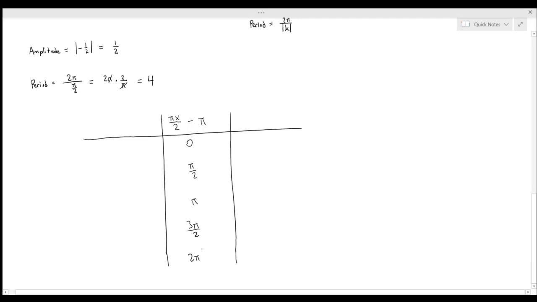So I start with these values because I know what sine is equal to at those values. So sine at 0, we know sine of 0 is 0. Sine of pi/2 is 1. Sine of pi is 0. Sine of 3pi/2 is -1. And sine of 2pi is 0. Okay?